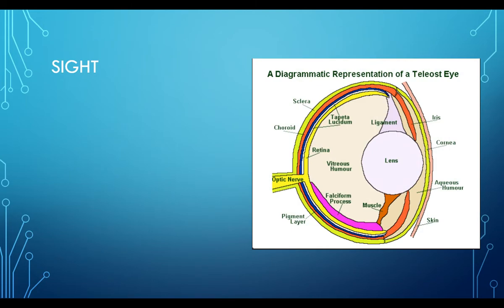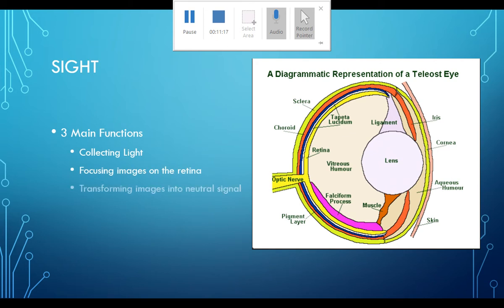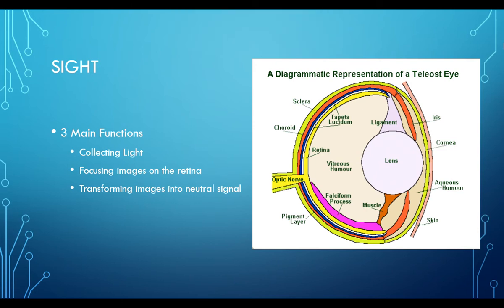Sight. So on the right you have a representation of the teleost eye, and then you have the three main functions: collecting light, focusing images on the retina, and transforming images into neural signals. And if the organism does not know the individual image, they can use clues from the surrounding area to relate it to something they have encountered beforehand. I will further go into individual aspects of the most important parts of the eye, and it will pertain to both teleost and Chondrichthyes as they only vary slightly.